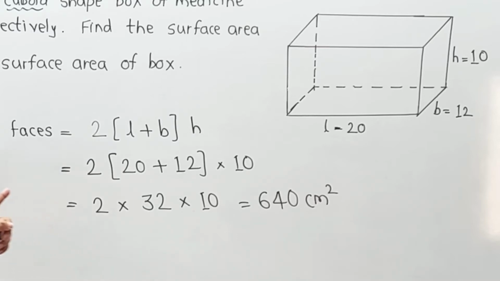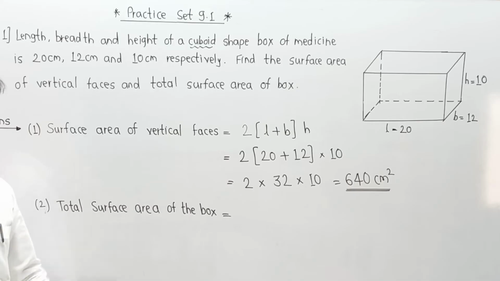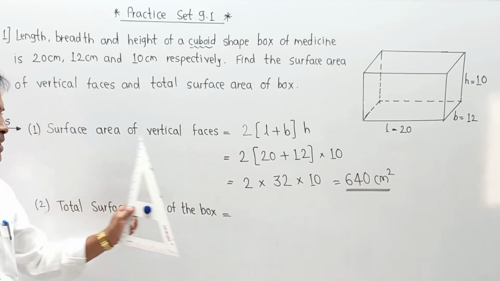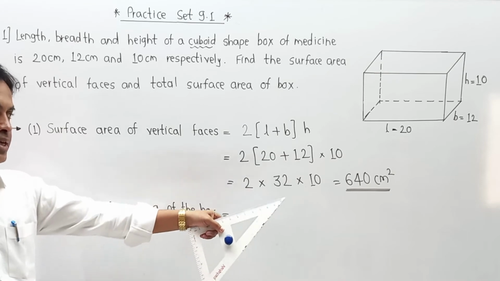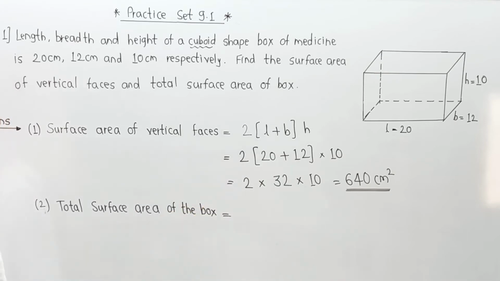Similarly, we are going to start the calculation of the total surface area of a box. So we have got the surface area of vertical faces as 640 square centimeter. Now we are going to calculate the second part, that is the total surface area of the box. Here total surface area of the box, meaning the cuboid, is given by the formula 2 into bracket L into B plus B into H plus H into L.